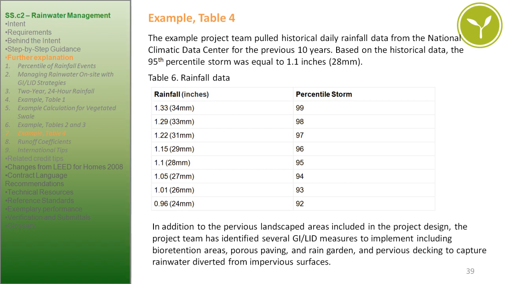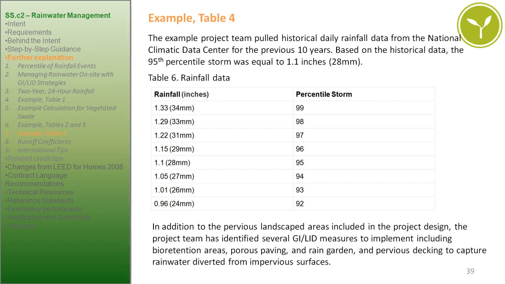1.33 or 34 mm equals the 99th percentile storm. 1.29 or 33 mm equals the 98th percentile storm. 1.22 or 31 mm equals the 97th percentile storm. 1.15 or 29 mm equals the 96th percentile storm. 1.1 or 28 mm equals the 95th percentile storm. 1.05 or 27 mm equals the 94th percentile storm. 1.01 or 26 mm equals the 93rd percentile storm, and 0.96 or 24 mm equals the 92nd percentile storm.